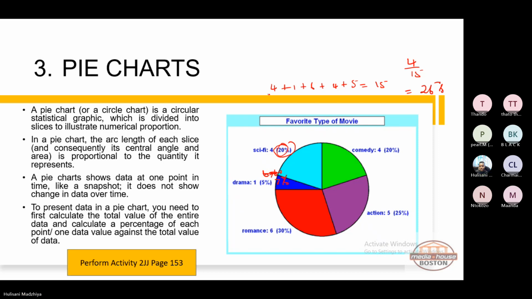So the first thing, add all the numbers, get the total. Once you have the total, calculate the portion each and every category represents over the total. So to say that people who like sci-fi are 4, out of the total number of people interviewed, which is 15. So the portion is actually 26%. So out of the 100% of movie categories, sci-fi takes 26% of all the people who have been interviewed. So that's how you calculate the percentage.